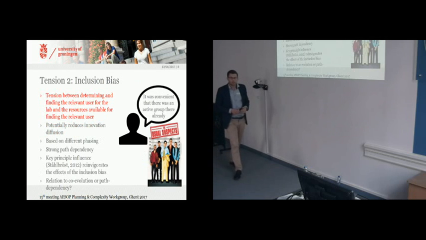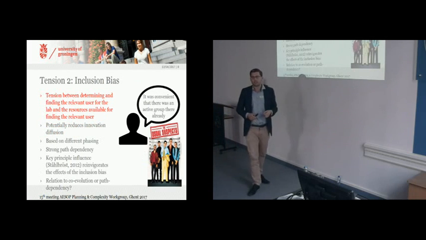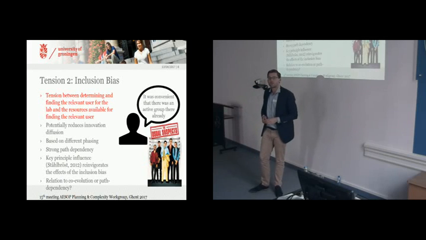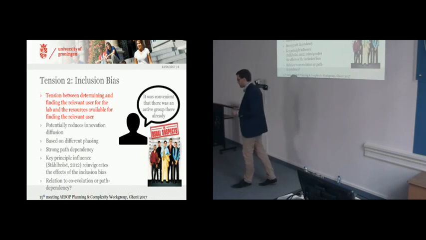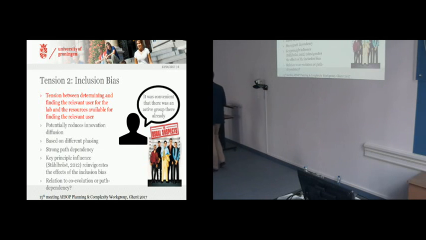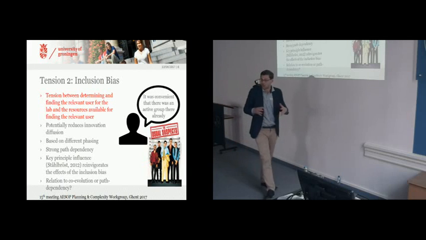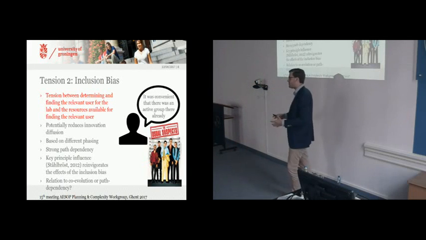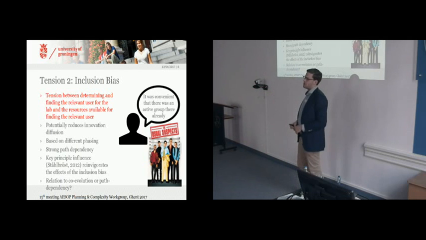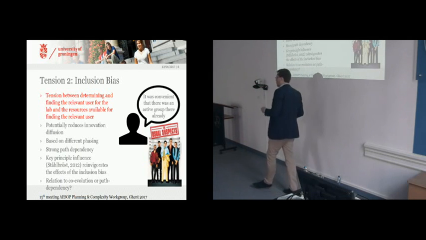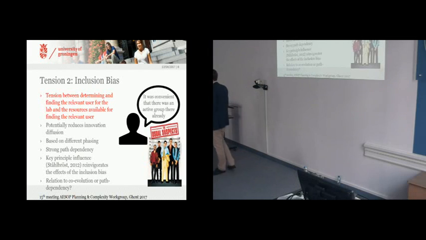Second tension, it concerns the inclusion bias. It's the tension between determining and finding the relevant users for the lab and the resources available for the lab. So what we often see in participatory processes is that there is a bias towards the people we involve, right? And regarding the resources, we usually stick to what is available for us. But if we really want co-creative processes, and also if we want to address complexity, and we really want to take into account all the possible bifurcations, then it's useful to think a little bit more broadly about involving certain types of users.